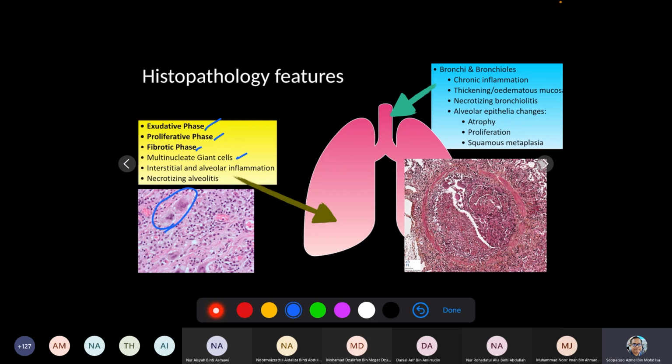And apart from that, there's interstitial and also alveolar inflammation and also necrotizing alveolitis. And for the bronchi, there will be chronic inflammation, thickening of edematous mucosa, necrotizing bronchiolitis, and alveolar epithelial change. For example, there will be atrophy, proliferation, and also squamous metaplasia in less severe cases.